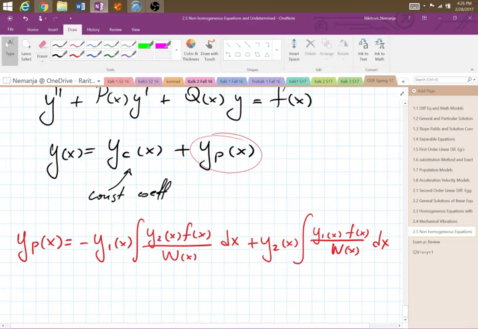What do you mean Wronskian? Well, you're going to get complementary solutions. So this y1 and y2 are from the complementary solution. So y complementary is c1y1 plus c2y2, and those are your y1 and y2 that you're getting.